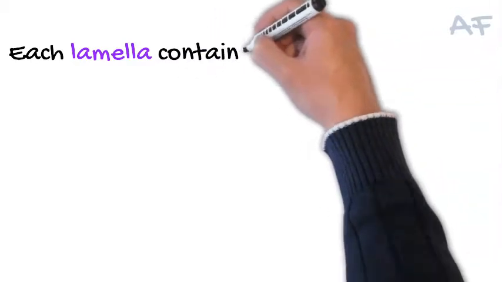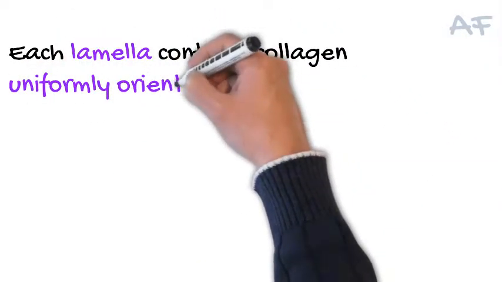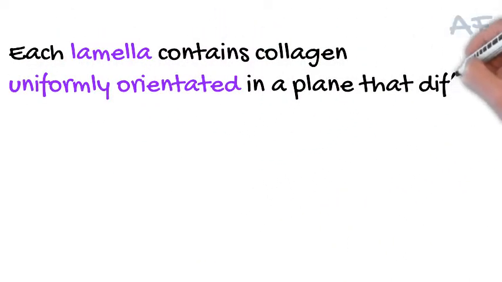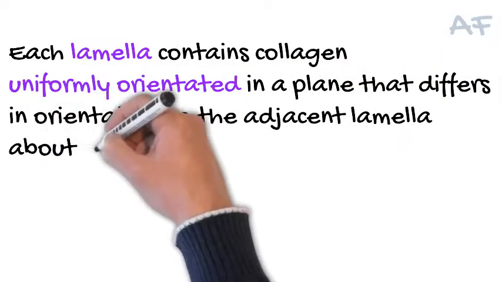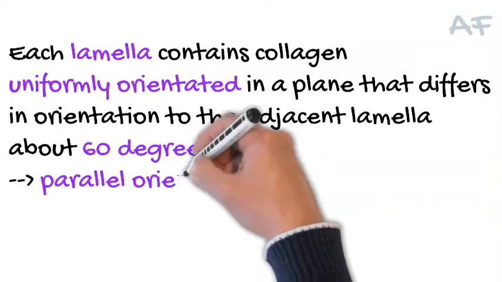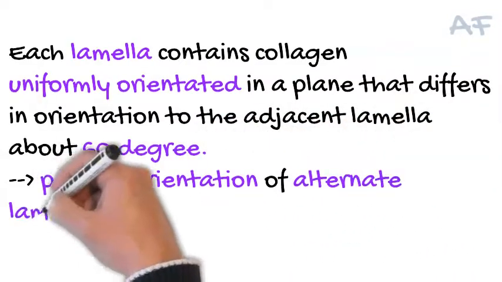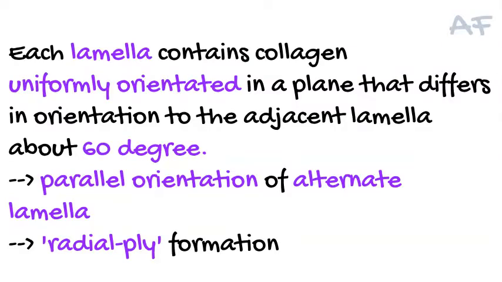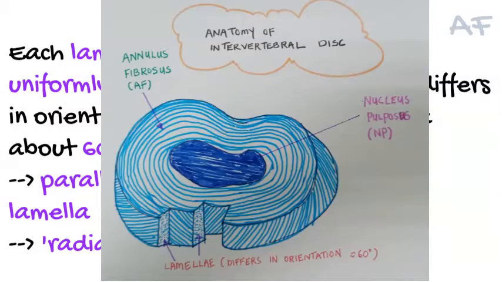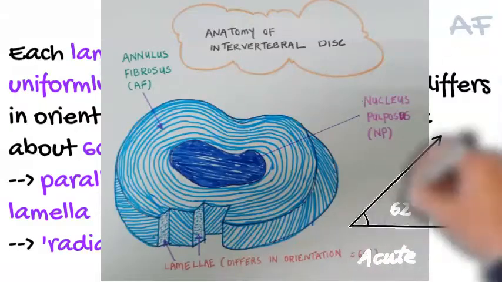In the annulus fibrosus, each lamina contains collagen uniformly oriented in a plane that differs in orientation from the adjacent lamella by about 60 degrees. This alignment leads to a parallel orientation of alternate lamellae. This radial ply formation provides exceptional strength compared to an entirely longitudinal step-up.